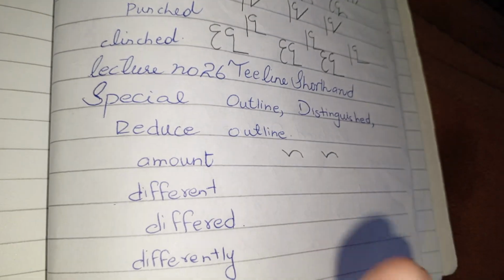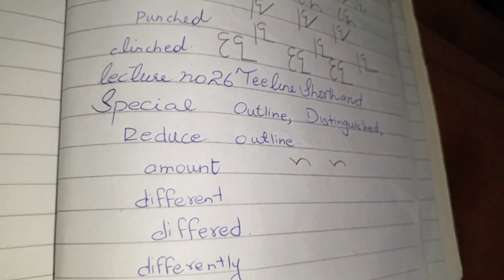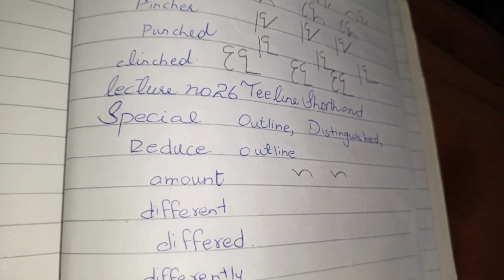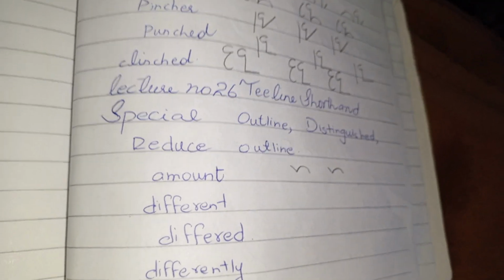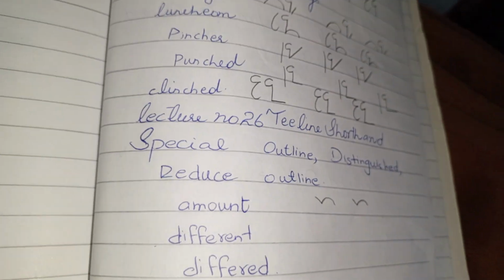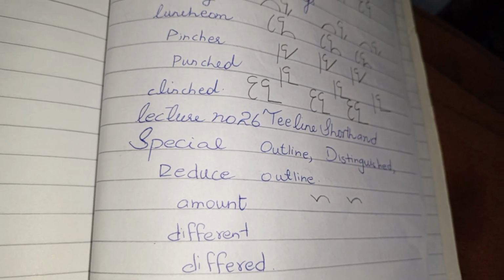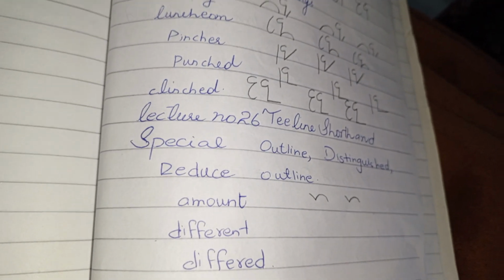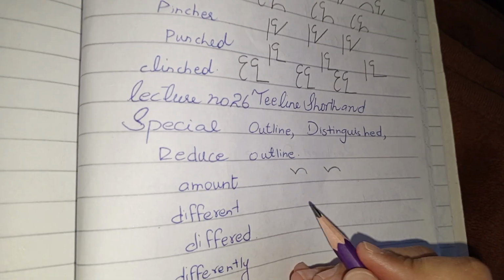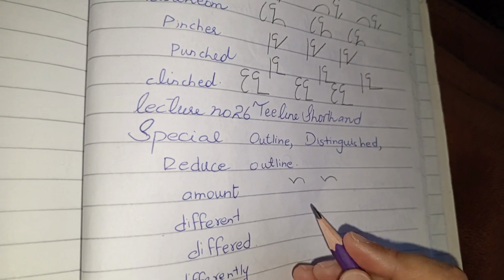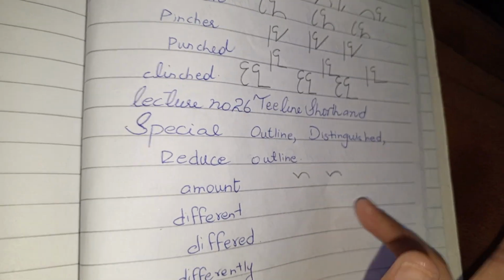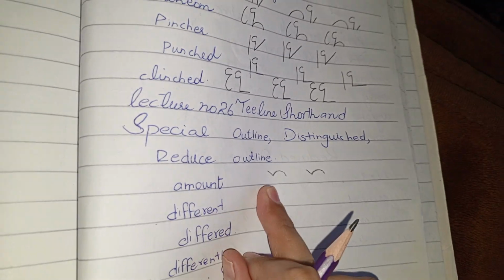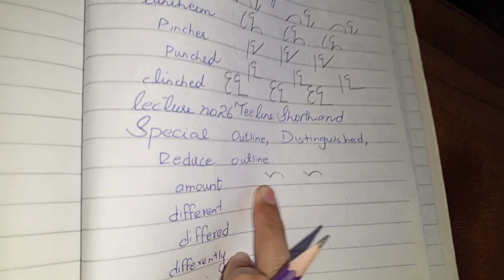Well, in special outlines, distinguished outlines, and reduced outlines, we just take outlines as a rule. In these outlines, we should not focus on the sound of the alphabets. We just take them as a rule. For amount, it's this outline, use A and M.